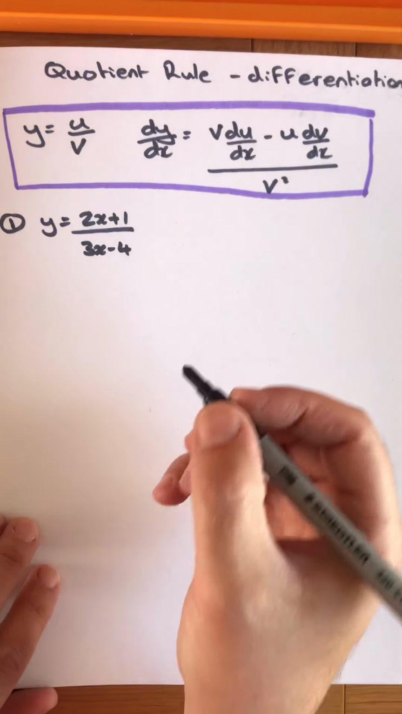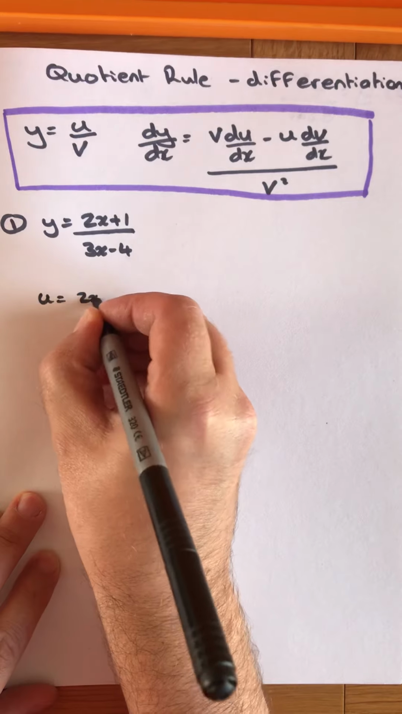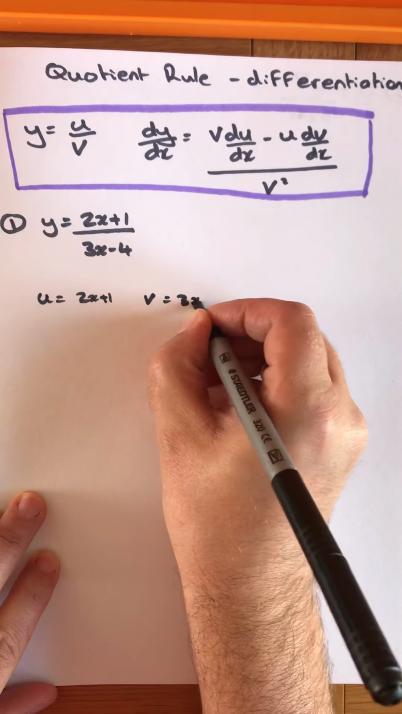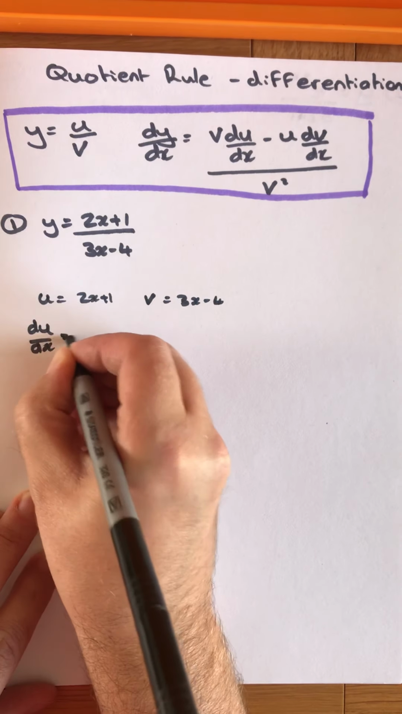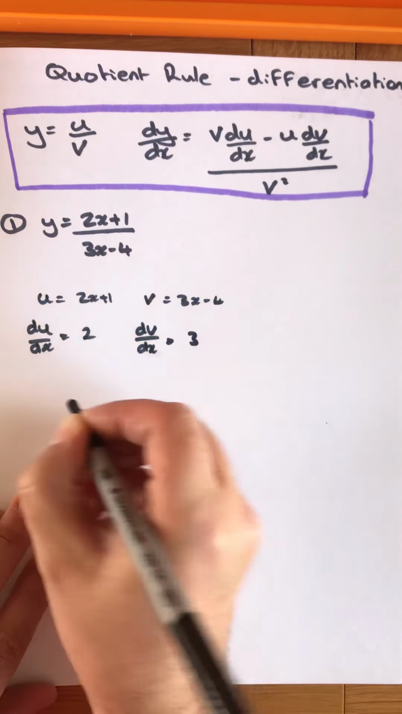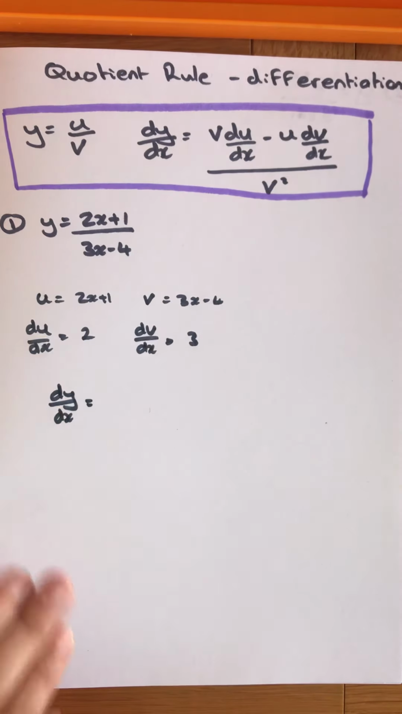So we set this up exactly as we have done before, that we define what is u, so that would always be the thing on the top, and what is v. And you differentiate both bits individually. And then it's just a matter of putting them into the formula, so it will seem reasonably straightforward to begin with.